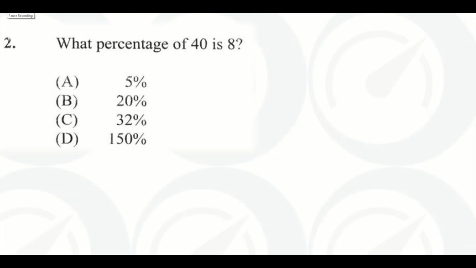Question 2, what percentage of 40 is 8? Now that's the same thing as saying, what is 8 over 40 as a percentage? So 8 over 40 times 100. So 8 into itself 1, and 8 into 40 goes 5 times. 5 into itself 1. 5 into 100 goes 20, so that gives me 20%.